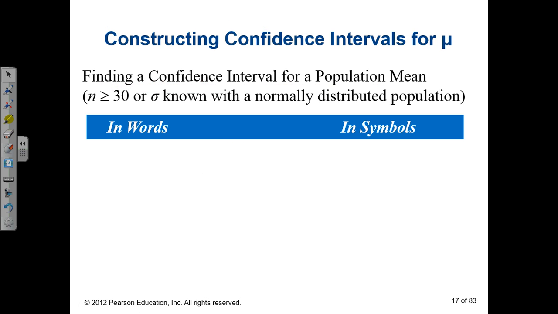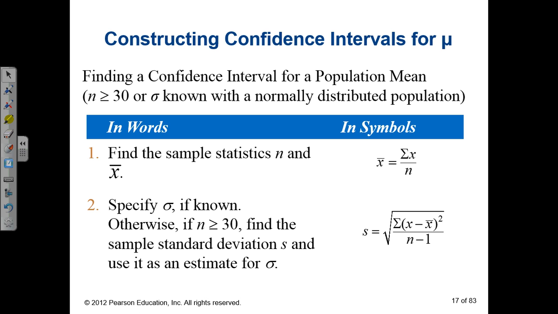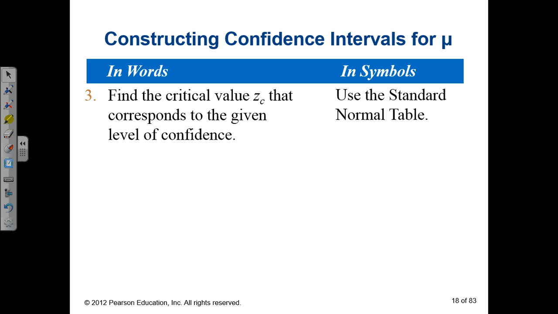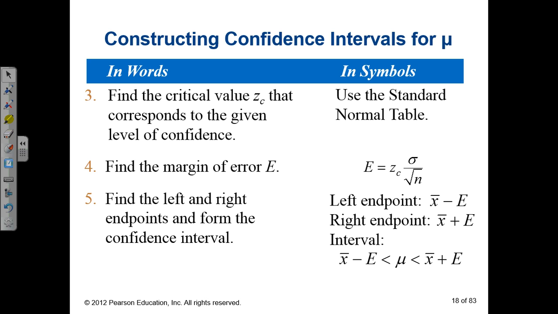All right, so to construct a confidence interval, the first thing you need to do is find the sample mean. Then you find the sample standard deviation if it's not already given to you. Then find the critical values using the standard normal table. Recall, we've already found two of them. If the confidence level is 90%, then those critical values are plus or minus 1.645. And if it's 95%, the critical value is plus or minus 1.96. Then find the margin of error, and then add and subtract it from your sample mean, and you have your left and right endpoints for our confidence interval.